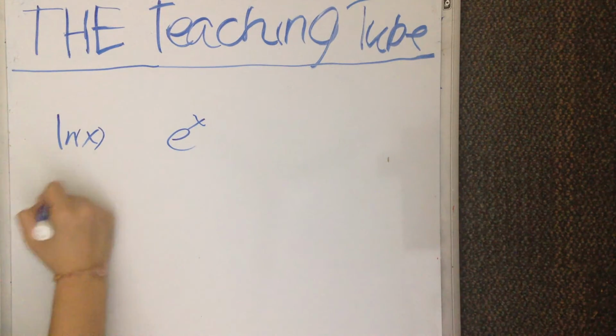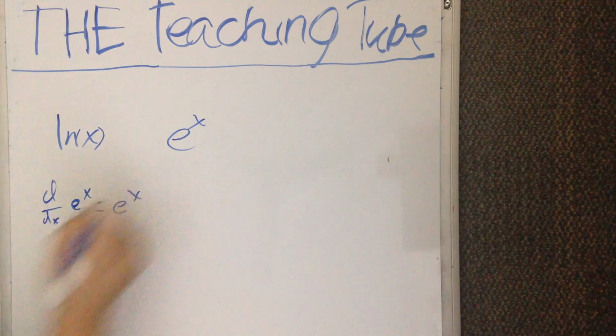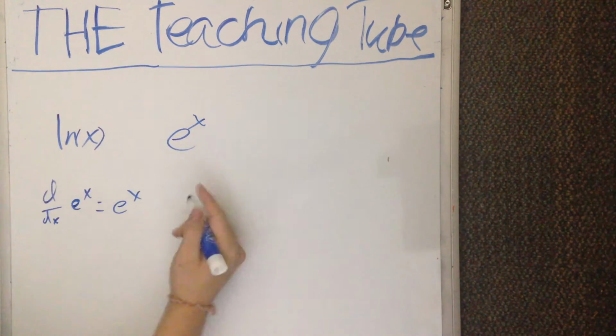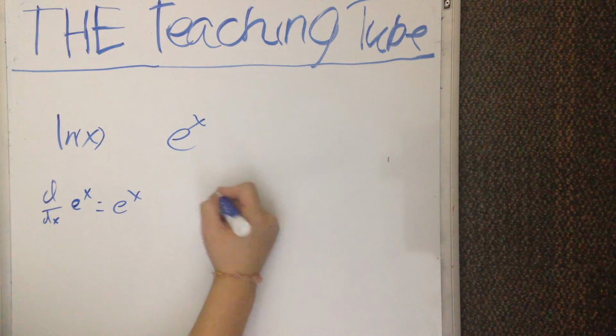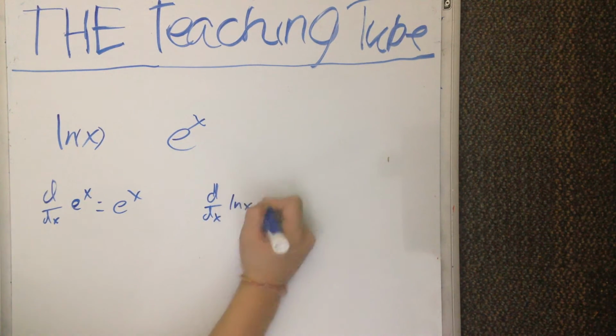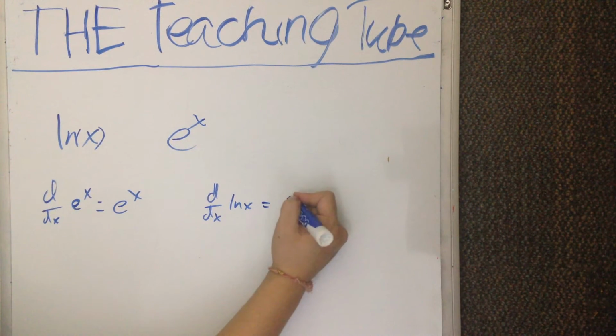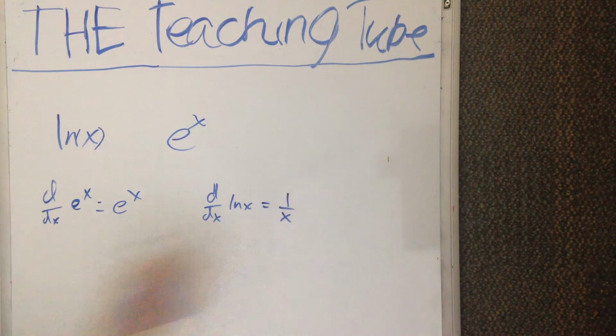So d/dx of e to the x equals e to the x. Oh, yay. Fun. That one's easy. Now let's do d/dx of log of x equals 1 over x. Do you have to memorize those? We should, because they're super easy.